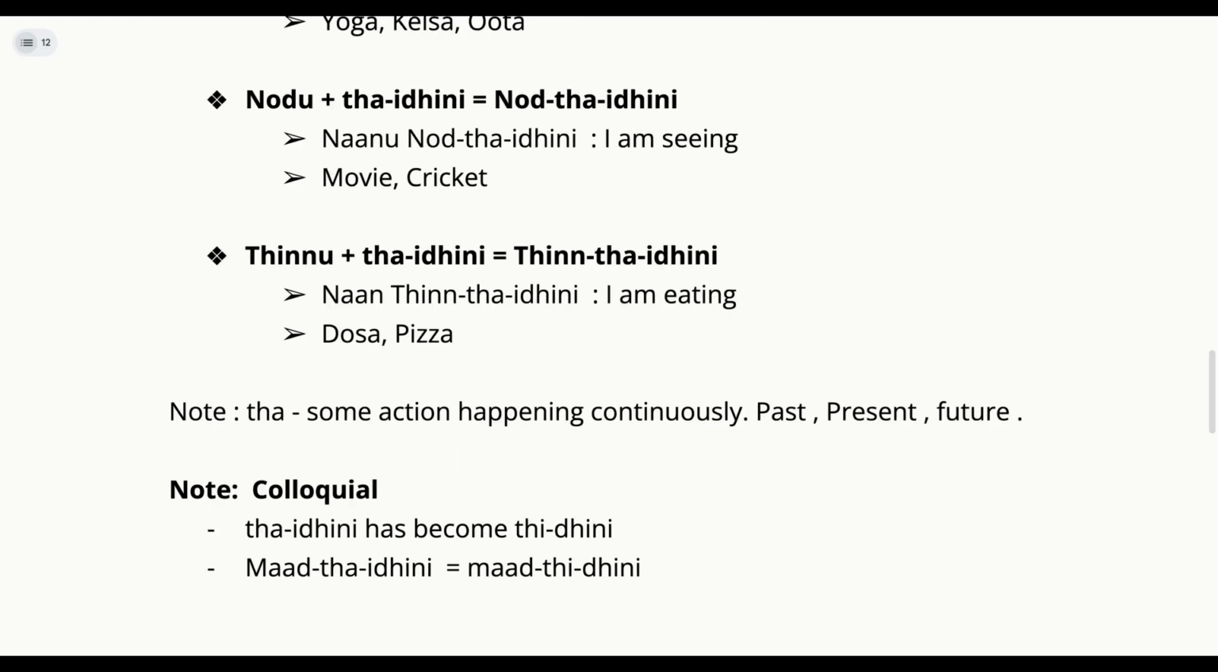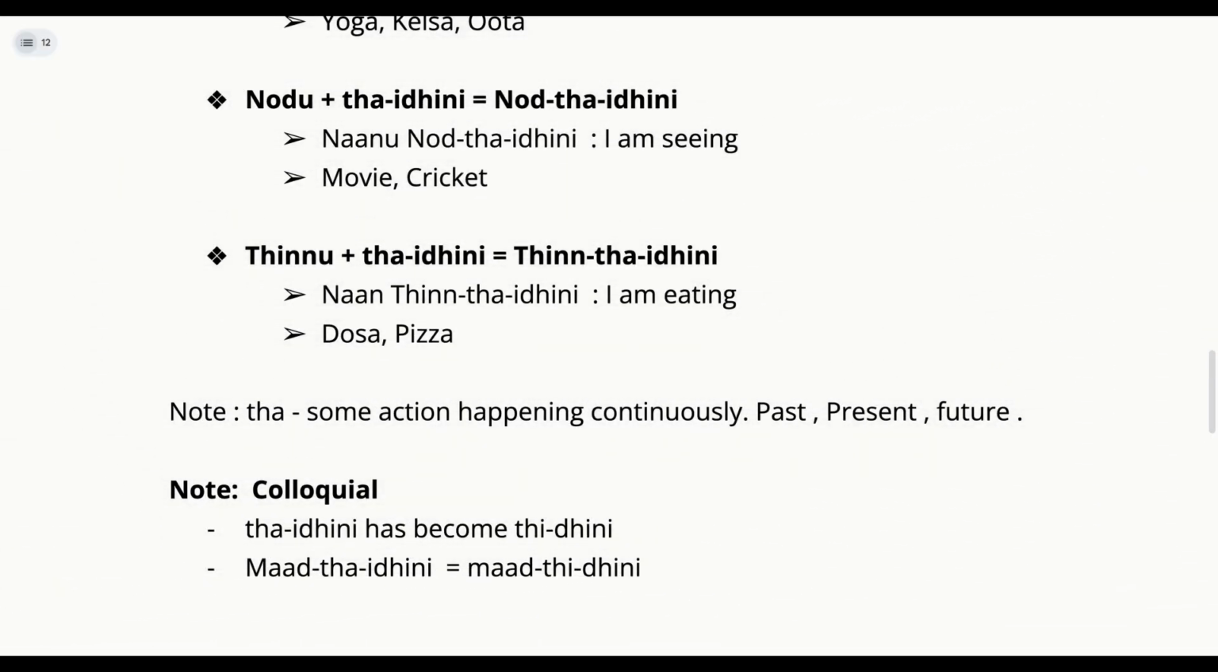Just a quick note, this is present continuous tense, and when this ta idini, tinta idini, madta idini is there, this ta means some action is continuously happening. So it will be useful when you learn past continuous, present continuous and future continuous tenses, but just keep it in mind, not to worry now.